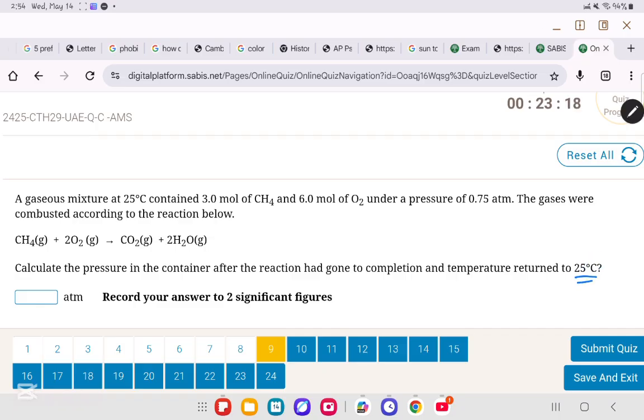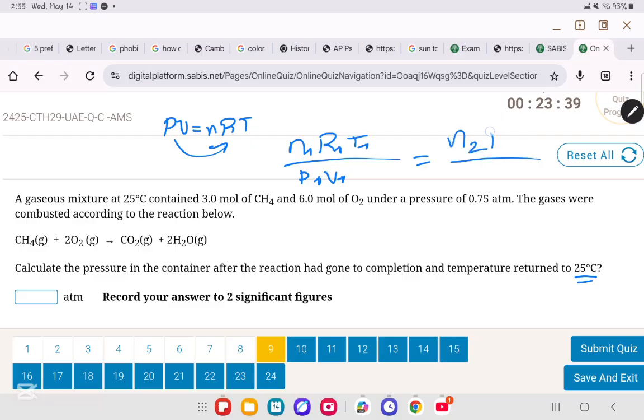For this one, you will need to apply the equation PV equals nRT, but in another way. First, you will make it a ratio. So it's going to be N1R1T1 over P1V1, this is for the first, the reactants, is equal to N2R2T2 over P2V2, which is the products.